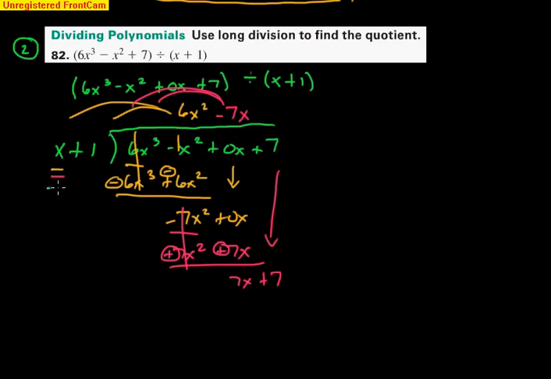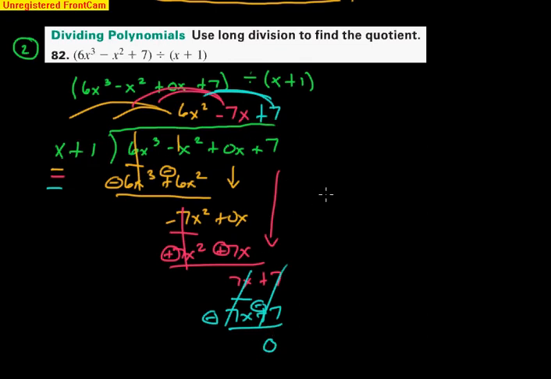And again, last step, compare this first term with this first term. To make x become 7x, multiply by a positive 7. Distribute the 7 to the x and the 1. 7x plus 7. Subtract means change the signs. The 7x canceled and the 7's canceled, so your remainder is actually 0.